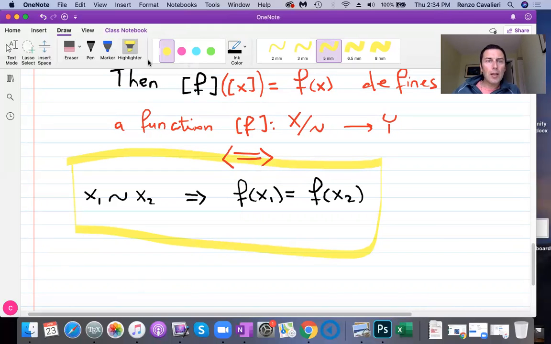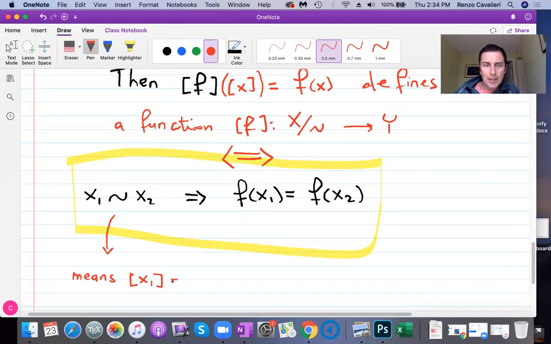Right? Because x1, why is this the case? Well, because x1 equivalent to x2 means that they belong to the same equivalence class. So x1 and x2 correspond to one element only in the quotient set. And so for functions, if you have only one input, you have to have only one output.